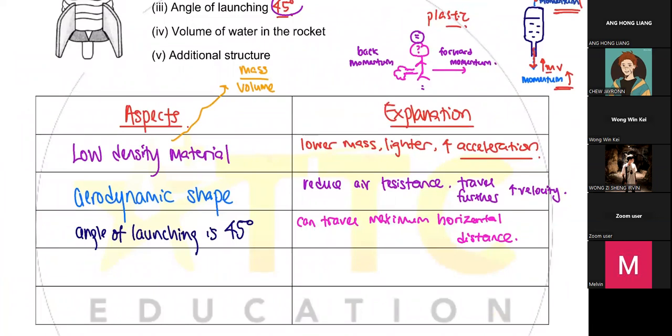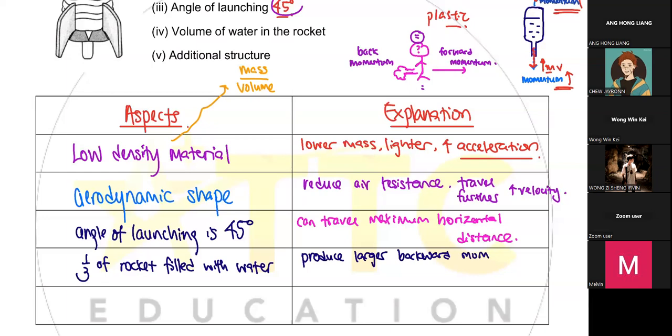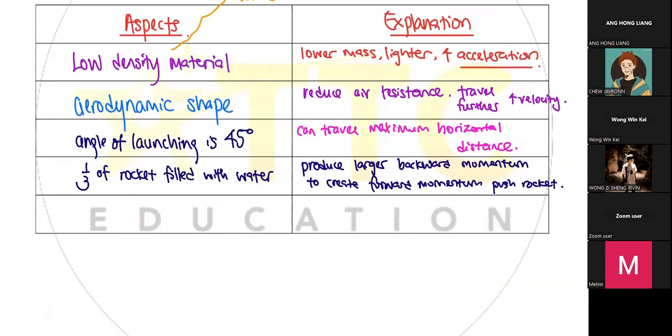Okay? So therefore, but can we fill it all with water? No, you cannot. You have to fill the rocket with one third water. You cannot fill 100%, because if you fill 100%, it will be too heavy. So what you want to do here is to produce a larger backward momentum to create forward momentum to push the rocket.